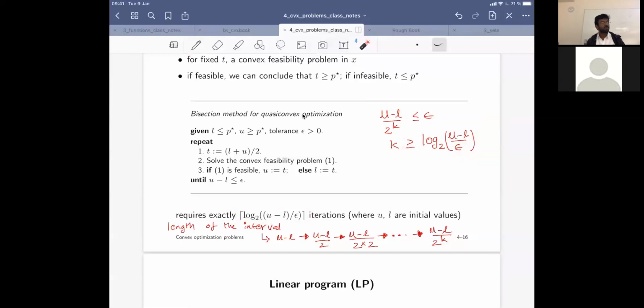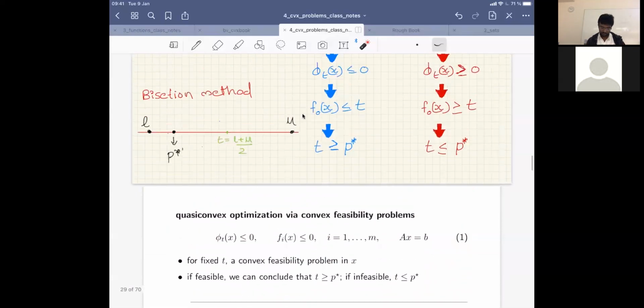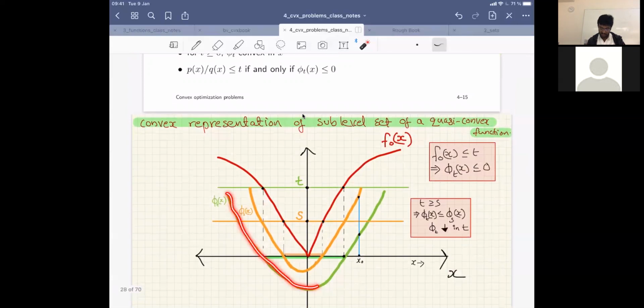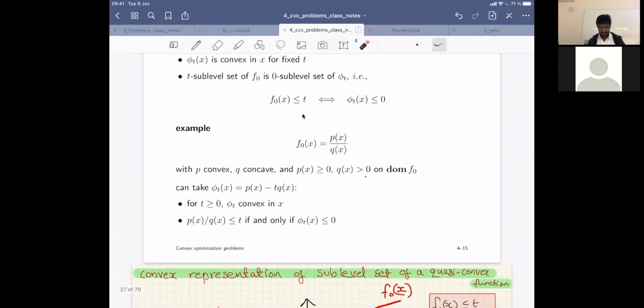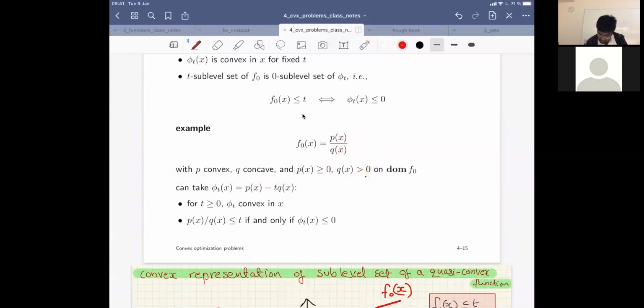If you have a quasi-convex problem, you can use this bisection method to solve it. You may wonder how you can construct this family of convex functions, since that point is not clear. Here is an example. You have a function f0(x) equal to p by q, with p convex and q concave, where p has to be greater than or equal to 0 and q is strictly positive. If you define the function like this, it will be a quasi-convex function.